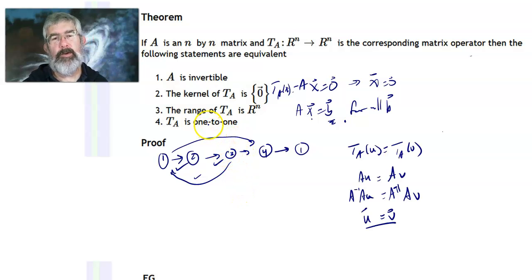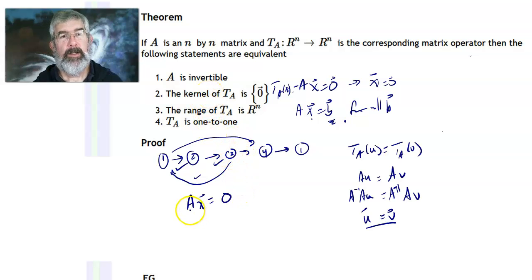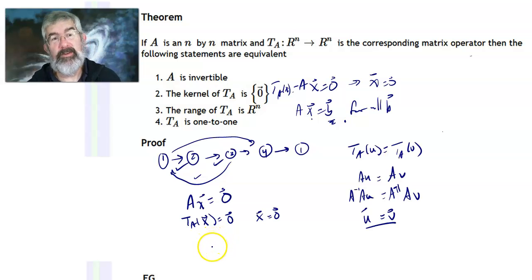Okay? So if you know you're 1 to 1, how do you know you're invertible? Suppose A times X is equal to 0. If X has to be 0, then we already know that means that A is invertible, right? But A times X is actually TA of X. So if TA of X is equal to 0, then because this is a 1-to-1 transformation, I know that X has got to be 0, because the matrix transformation always takes 0 to 0. And so they can't take anything else to 0 if it's 1-to-1. So X has got to be 0.